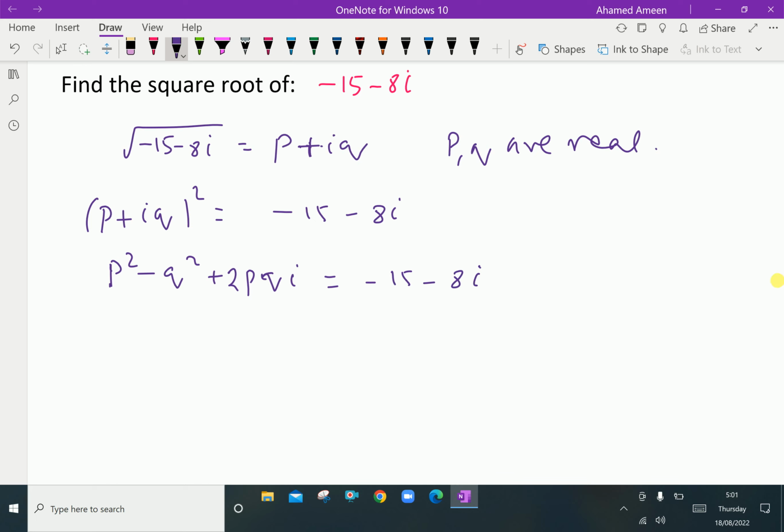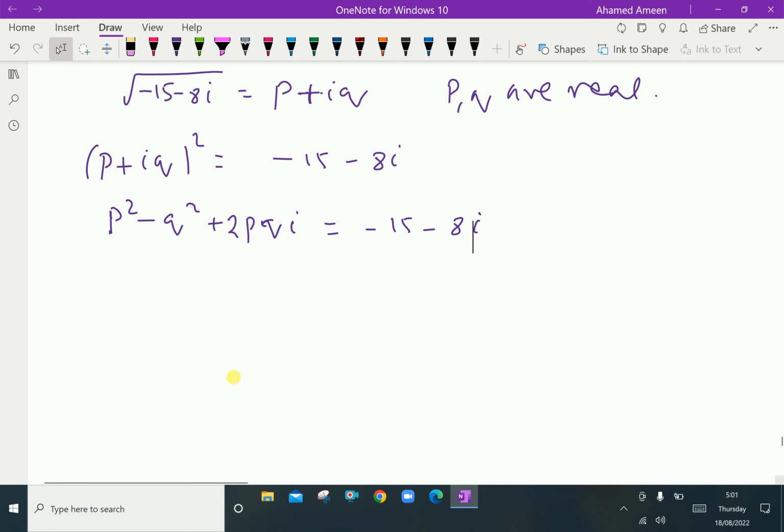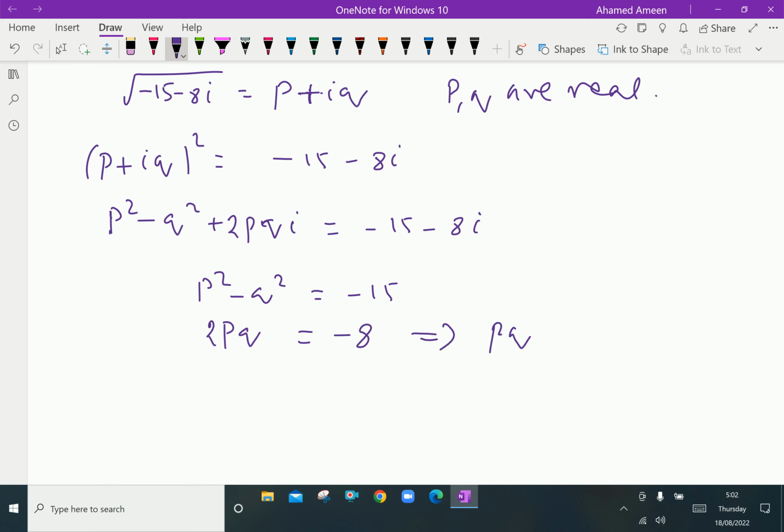Comparing real and imaginary parts, p squared minus q squared is the real part, therefore p squared minus q squared equals minus 15, and 2pq equals minus 8, which gives pq equals minus 4.